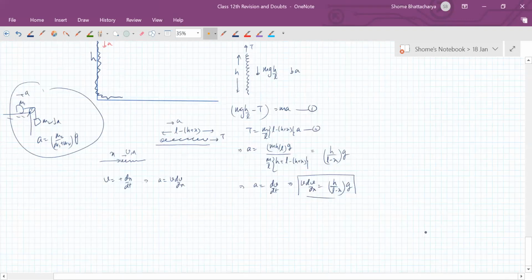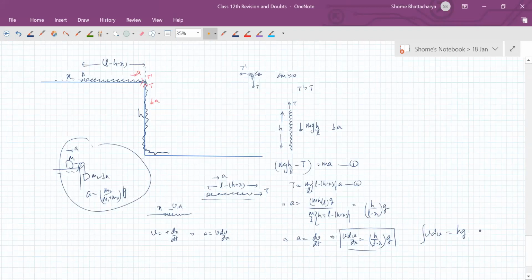Okay. So v dv is equal to Hg dx upon L minus x. Now your x is going from 0 initially to x equal to L minus H, because the chain was initially like this. So this was L minus H, this was H.